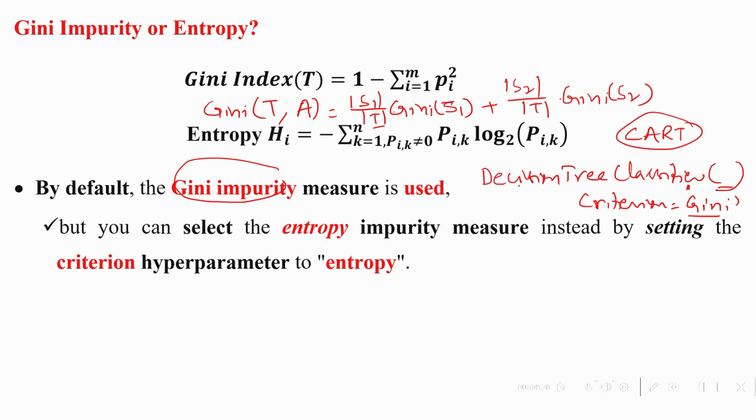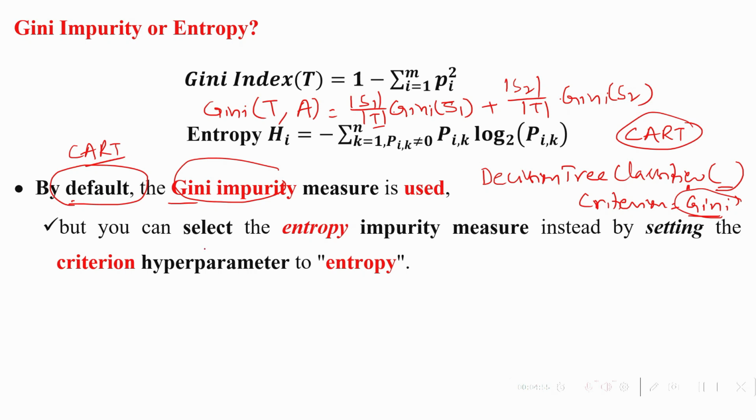If you look into sklearn.tree, it provides the implementation of the decision tree classifier. Criterion equals Gini. So the decision tree classifier has different hyperparameters, and internally the default value is the Gini value only. That means by default we are automatically implementing the CART algorithm. That is the main concept.